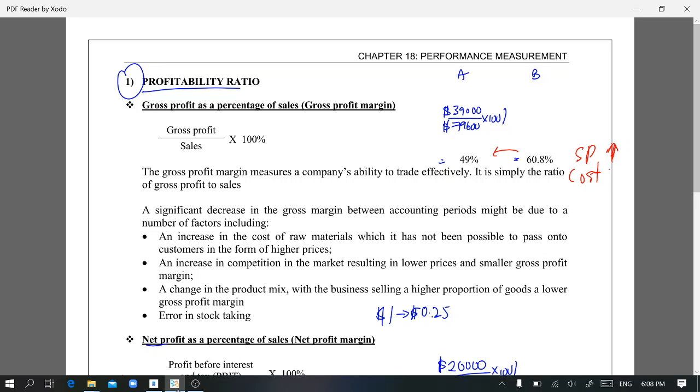It can also be because their cost is lower, because company B is a bigger company, therefore they are able to order in bulk, hence they can ask for a bulk discount. So cost will drop. So it is either one.